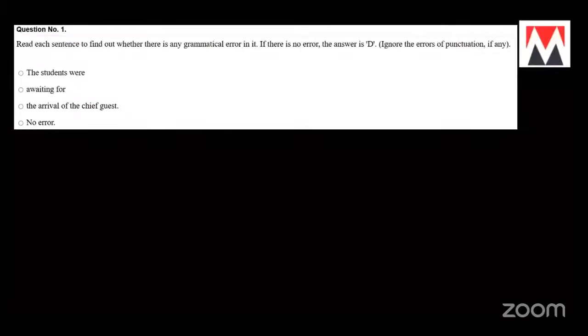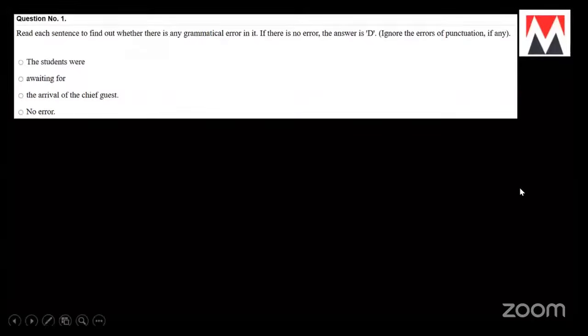Okay. So let us start with the first question. We need to find the grammatical error in the sentence. If there is no error, the answer will be D. So the students were awaiting for the arrival of the chief guest. The main grammatical error is here.